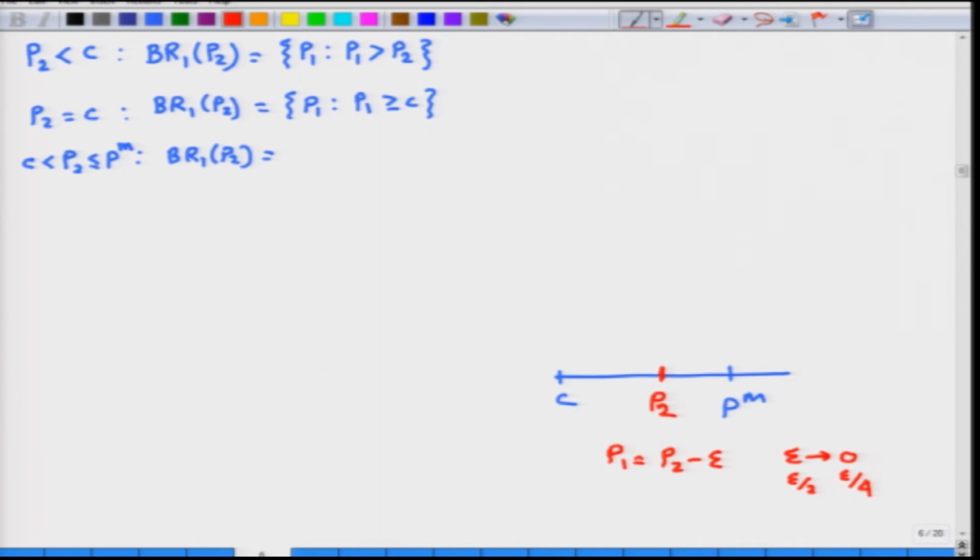The issue is that by undercutting I will be able to capture the entire market demand, but there is no optimal undercutting price that I can choose. So, in other words, I would want to be as close as possible to what firm 2 is charging, just undercut it by the tiniest possible amount, but there is no best response that I will have, which means that when firm 2 is pricing at a level between the marginal cost and the monopoly price, there is no best response for firm 1.